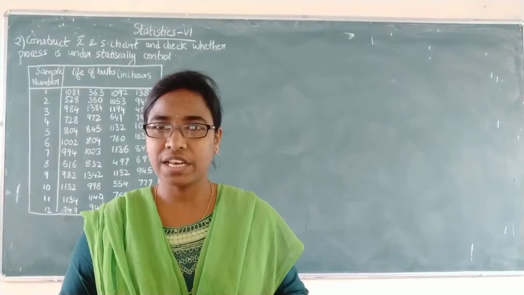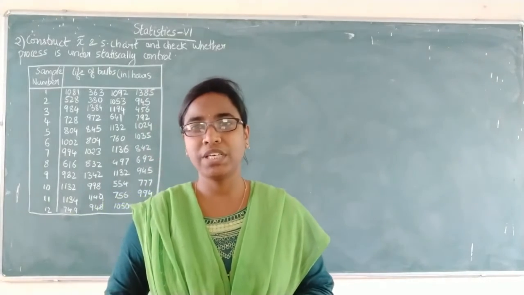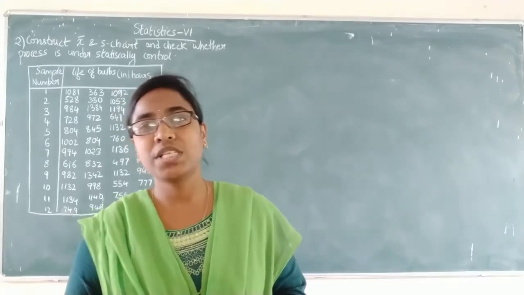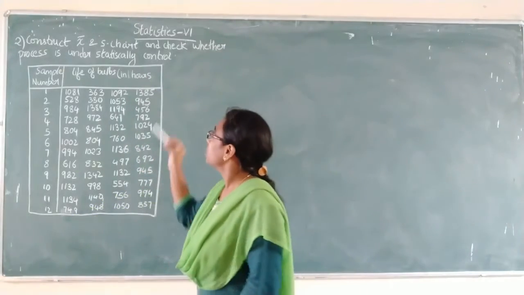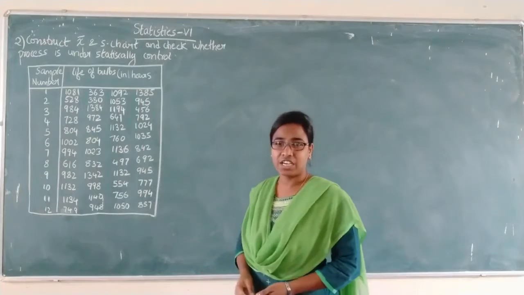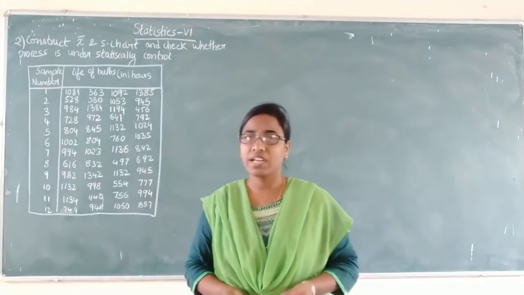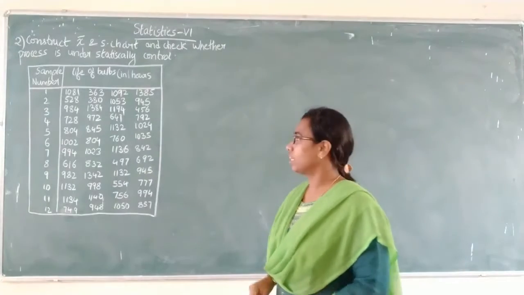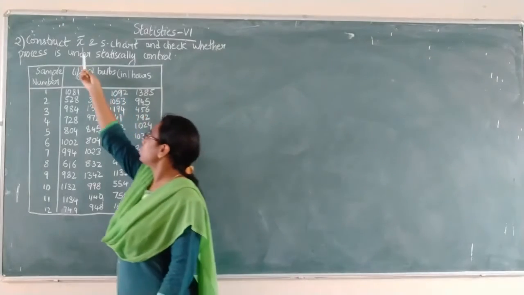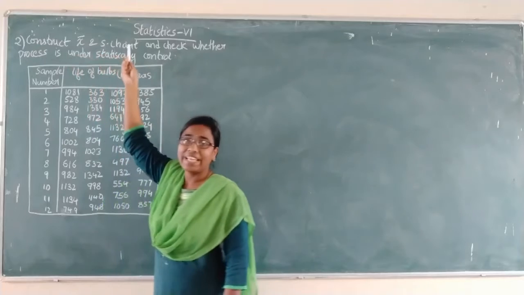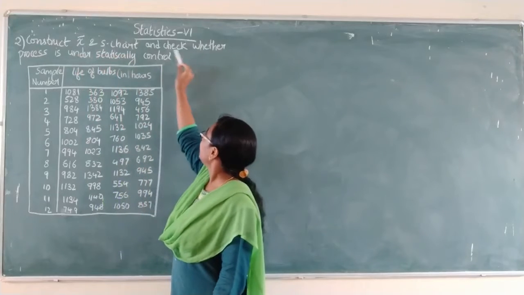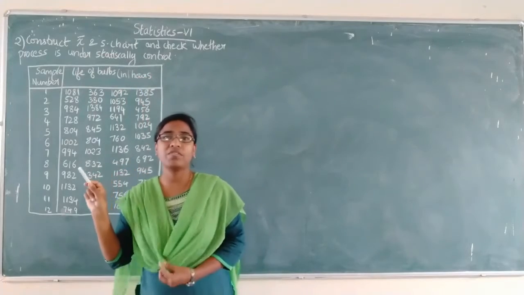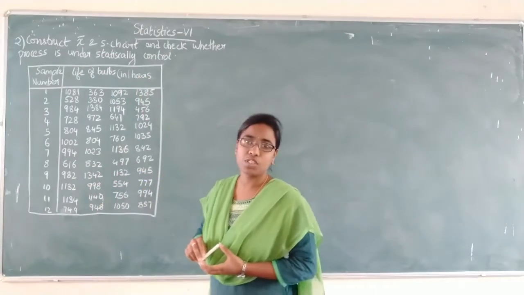In our previous class we have done a problem related to X bar chart and R chart. Now we will go to the second problem, that is construct X bar and S chart. In the previous class we had a combination of X bar and R chart, that is range chart. Now we are constructing two charts, that is X bar and S chart, and check whether the process is statistically controlled. So we have to interpret our production process also.